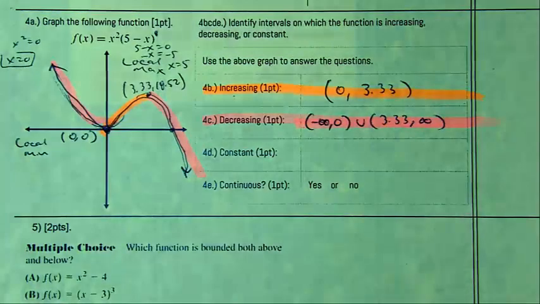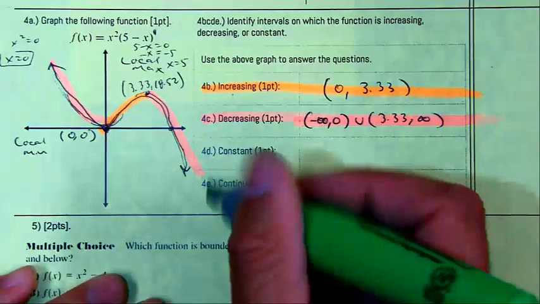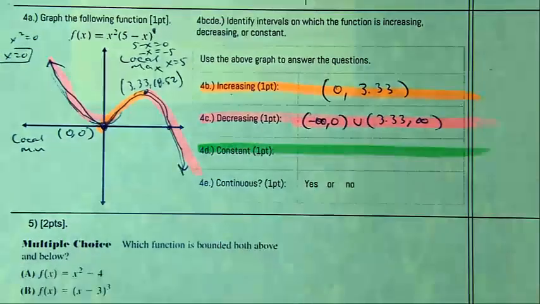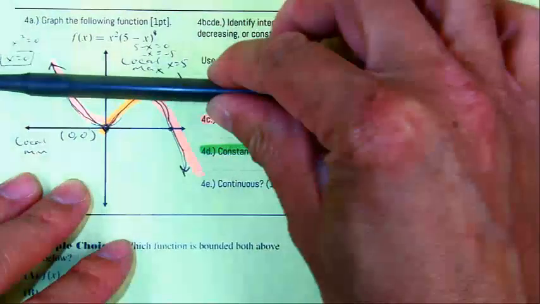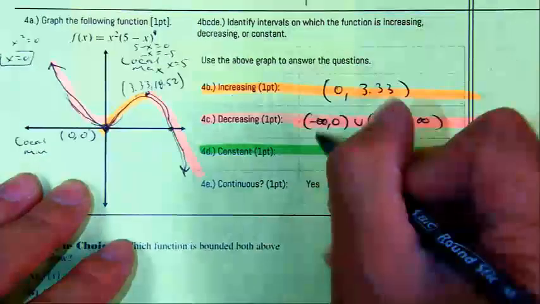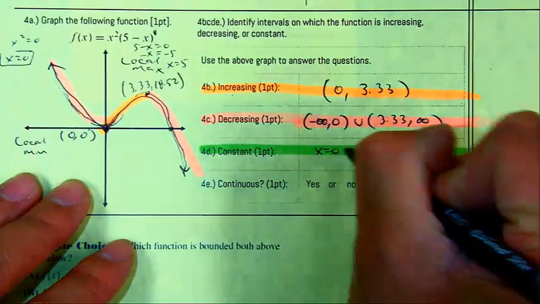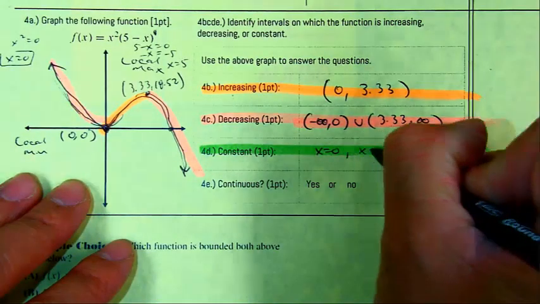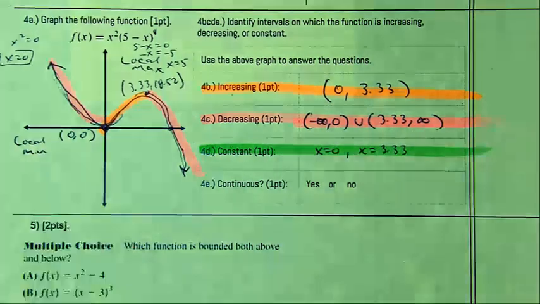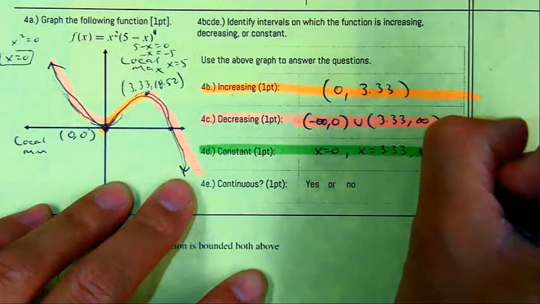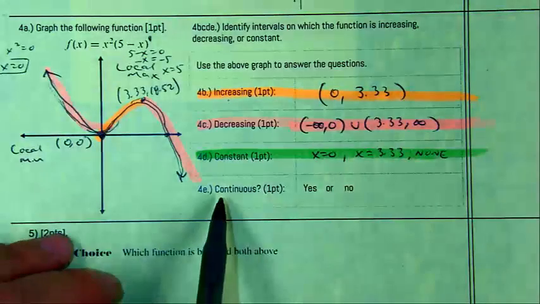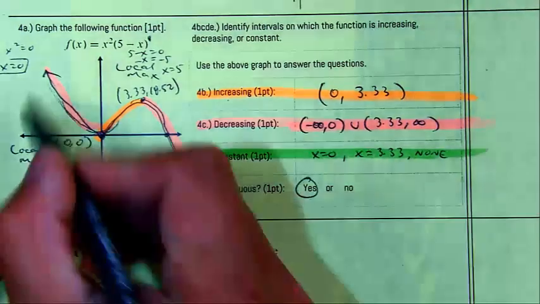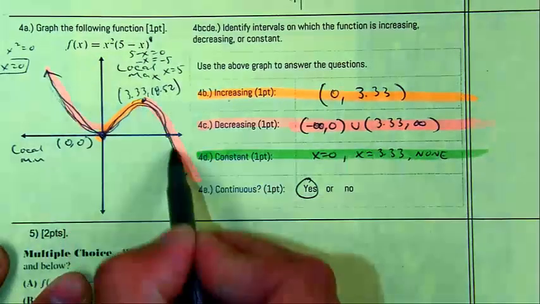Where's the graph constant? That was meant to be, the question is if it was a flat line here, interval notation. So you could say something like at x equals 0 and at x equals 3.33. I would also accept if you just said there were none. Again, I was looking if it was a horizontal line. Is it continuous? The answer is yes, because you don't ever pick up your pen to finish that problem.